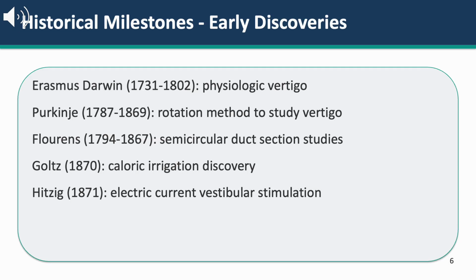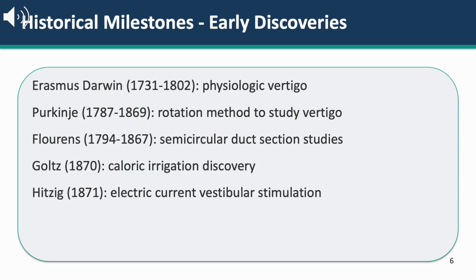The study of vertigo has a rich historical background. English physician Erasmus Darwin, the grandfather of naturalist Charles Darwin, described physiologic vertigo and its dependence on rotation in the late 1700s and early 1800s. From 1820 to 1827, Czech anatomist Jan Evangelista Purkinje established the method of rotation to study vertigo, thoroughly described apparent movement of the visual field during and after rotation, and discovered that the axis of apparent movement after rotation varies with the position of the head.